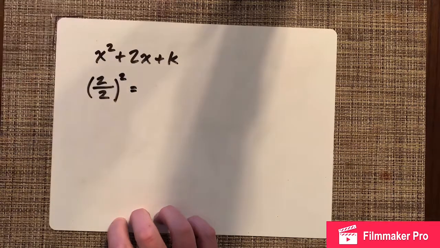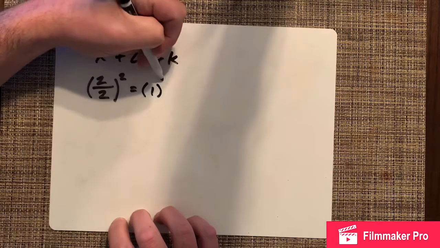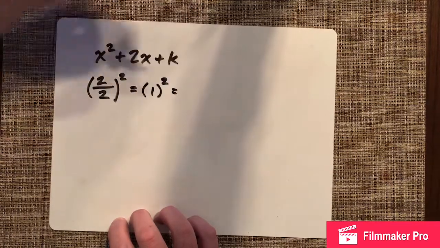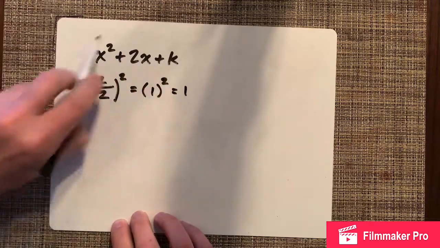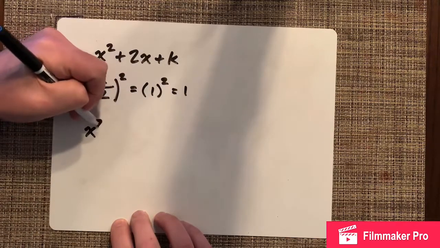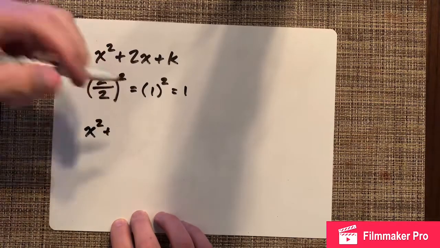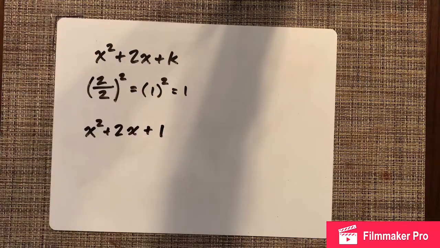That's going to be the k value. So 2 divided by 2 is 1. 1 squared is 1. And we find that the k value to make this a perfect square has to be 1. So we now have x squared plus 2x plus 1.